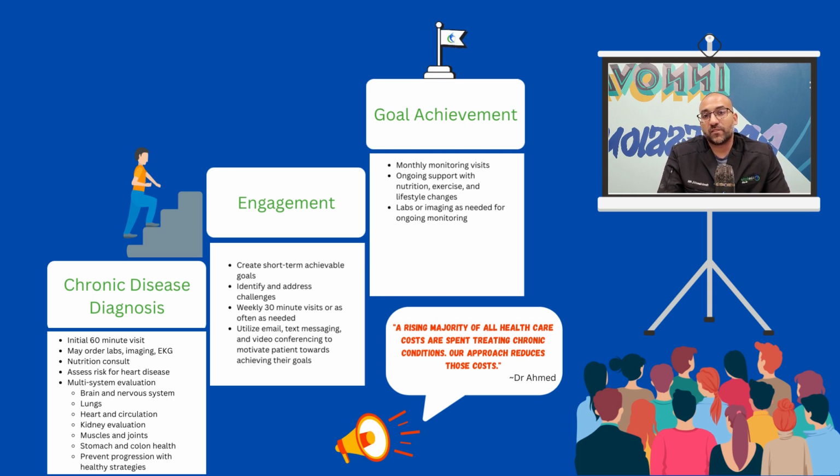And then we do a multi-system evaluation from head to toe. This way you don't miss anything. And again, the human body is interconnected. Every organ affects the other organ, so you really have to look at things in a systematic way. Today, you only have time in your 10-minute visits or 15-minute visits to address 1 or 2 issues. But in primary care, it's got to be a systematic evaluation.